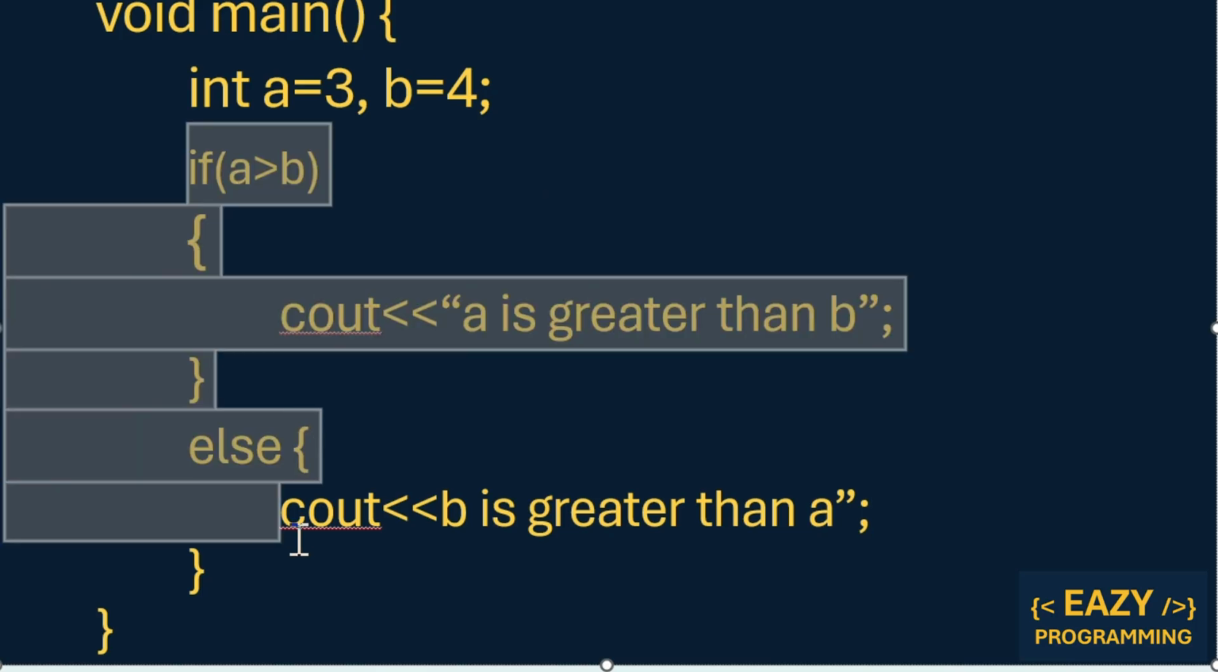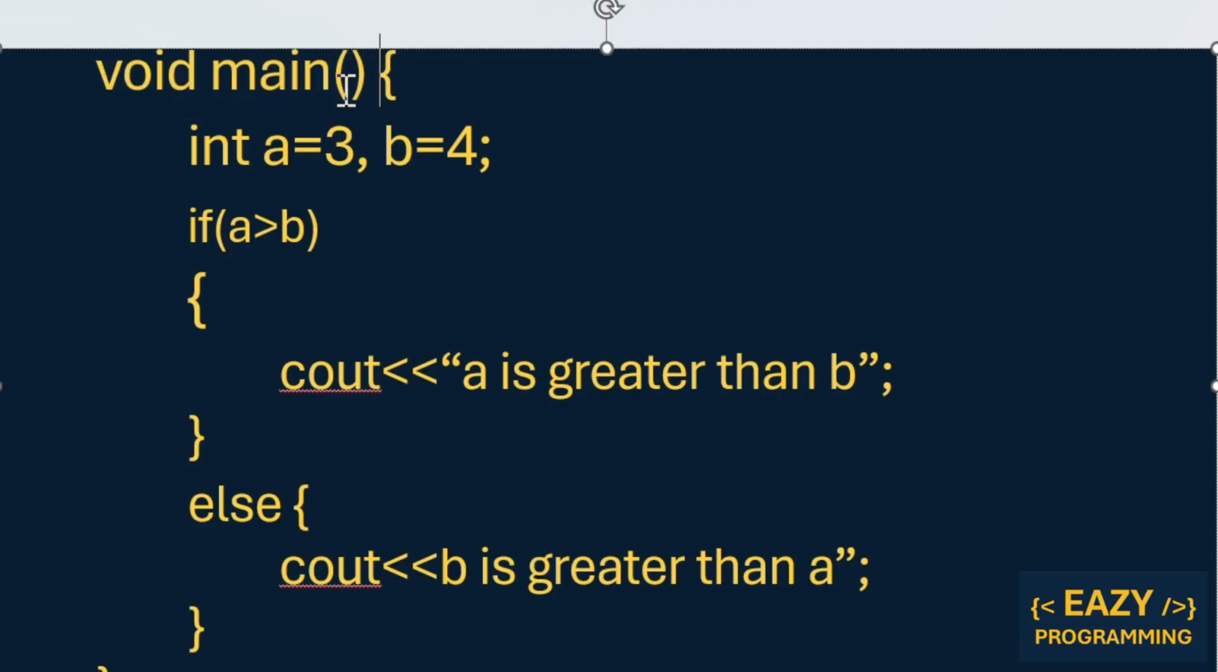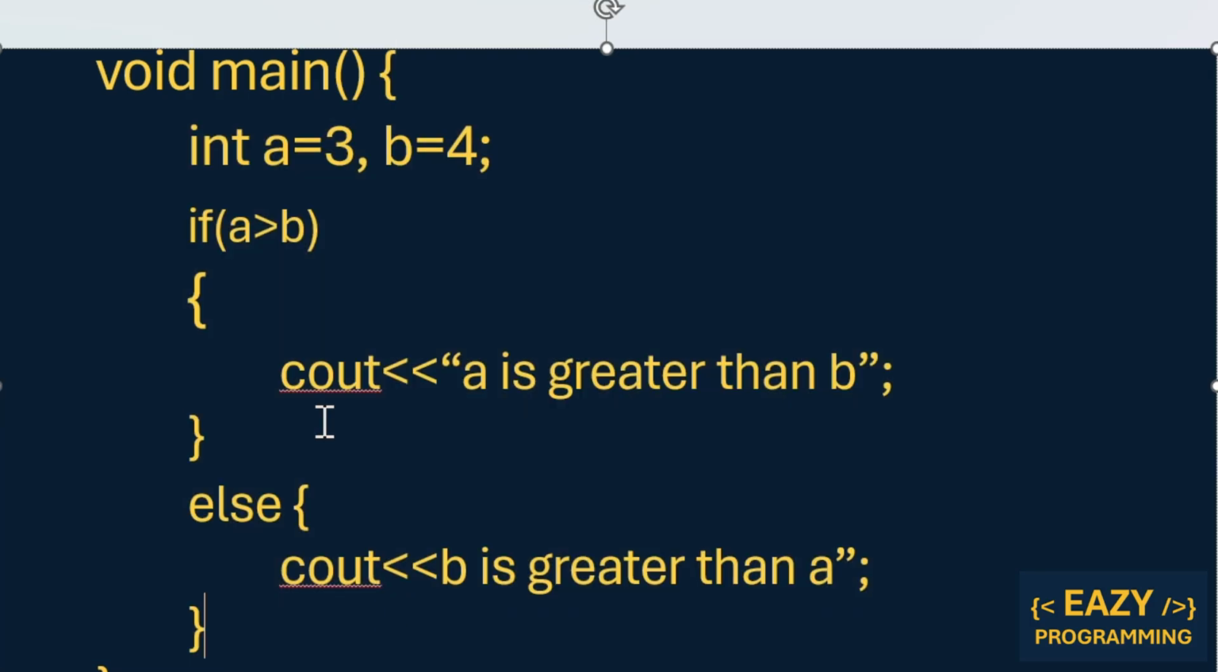So this is the example of if else. I have initialized two variables, A equal to 3, B equal to 4, and I am writing here if A is greater than B, I am printing A is greater than B, else I am printing B is greater than A. Now if you check this statement, I don't have a semicolon in the if condition. Here also I don't have a semicolon. In the first video I said that in the void main block we don't need a semicolon on that line, but inside this block all the lines will have a semicolon.